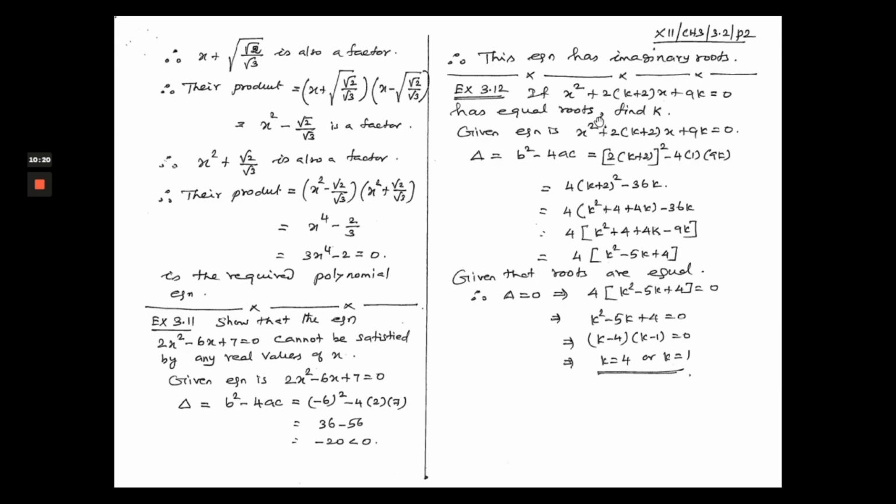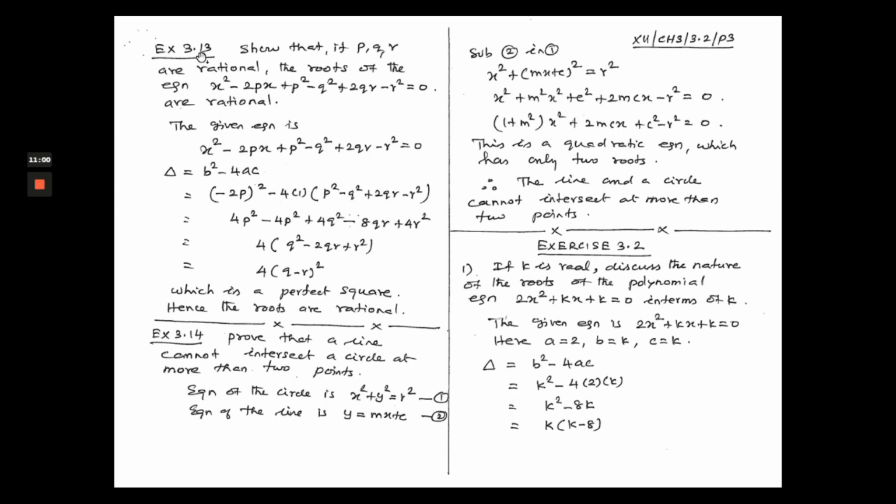Given that the roots are equal. Equal means delta is equal to 0. Delta is equal to 0 means 4 into k squared minus 5k plus 4 equal to 0. So in that case k squared minus 5k plus 4 is equal to 0. It can only be 0. So if we factorize this, k minus 4 into k minus 1 equal to 0, which implies k is equal to 4 or k is equal to 1. So the given polynomial has equal roots when the value of k is 4 or 1. Okay, next.